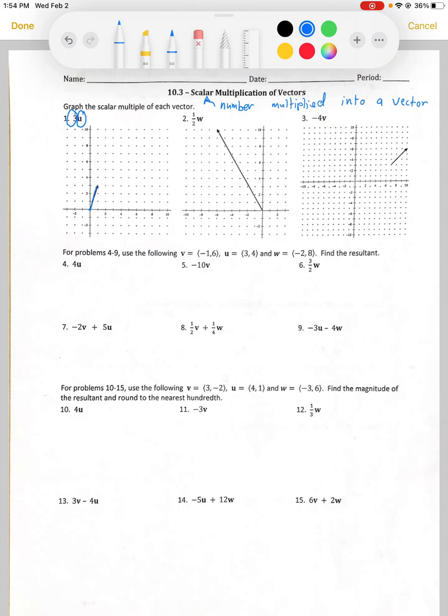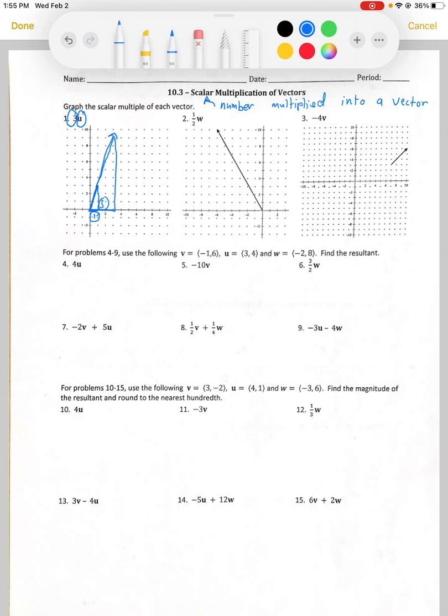So basically what we're going to do is multiply this vector right here. I'm just going over it again. We're going to make it 3 times as long as it was. In this case, we went over 1, up 3. For 3u, we would have to go triple this length. So we're just going to triple these numbers. It's going to go over 3 and up 9. We can just draw that in. We add the little arrow at the end of it, and there is our new vector.